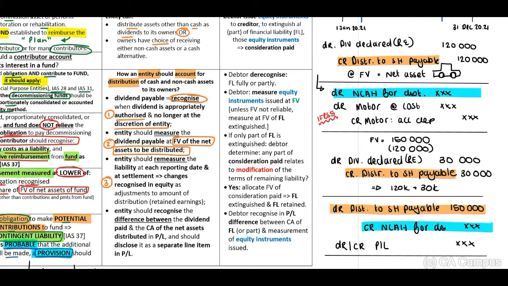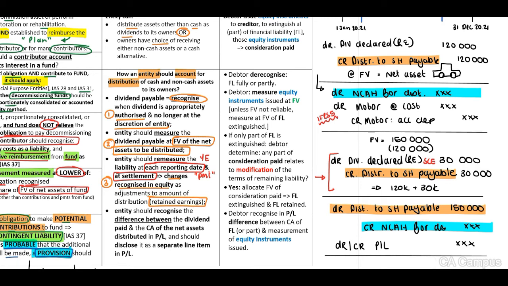Number three, at each reporting year end, as well as at settlement date. This is important, at year end and at payment date, settlement, transfer date. They need to recognize the change in terms of this distribution in equity, retained earnings. If you look at our journals on the right side, this is where we have recognized the 30,000 in our statement of changes in equity.